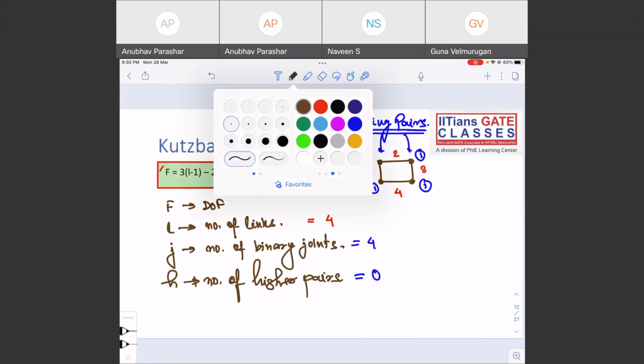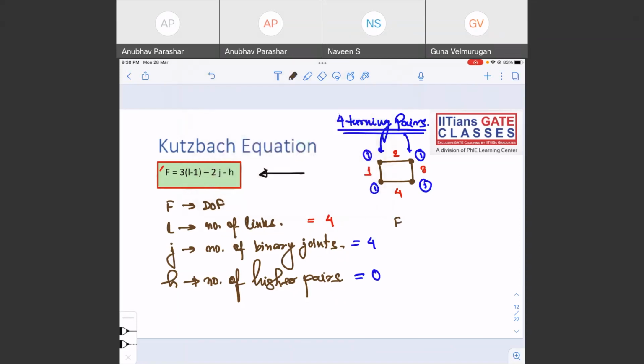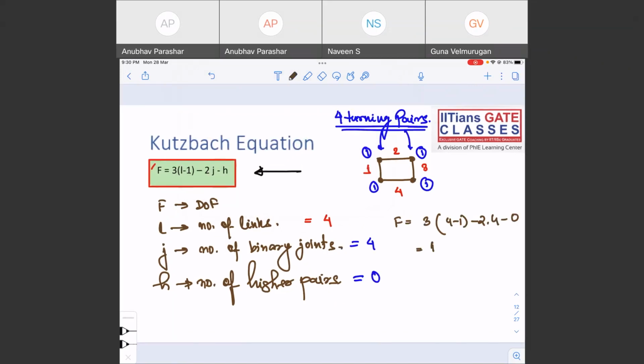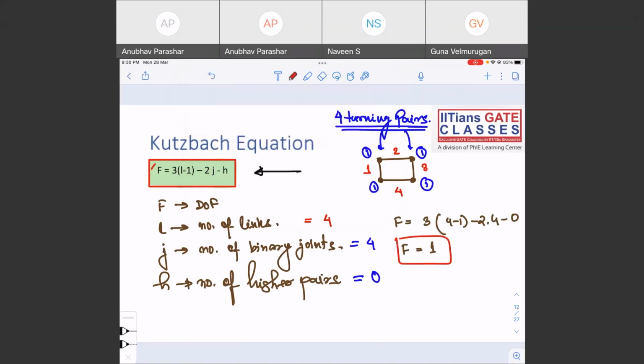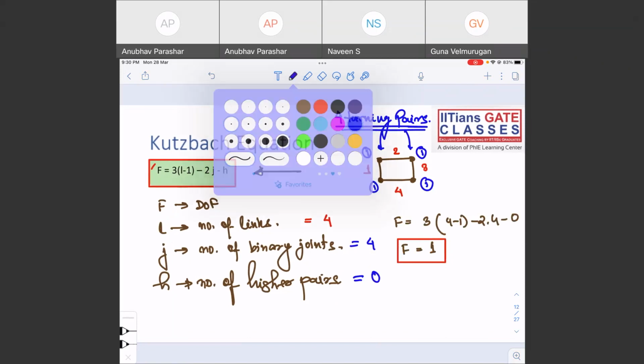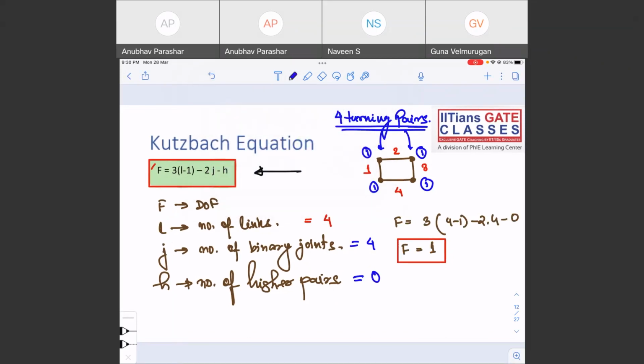So here, if I want to find out the degree of freedom, what is the degree of freedom? Degree of freedom is equal to 3 times (4 minus 1) minus 2 times 4 minus 0. That is 3 times 3 is 9, 9 minus 8 is 1. So basically, degree of freedom here is 1. So what does this mean? Degree of freedom, if I'm finding it out to be 1, what does it mean?